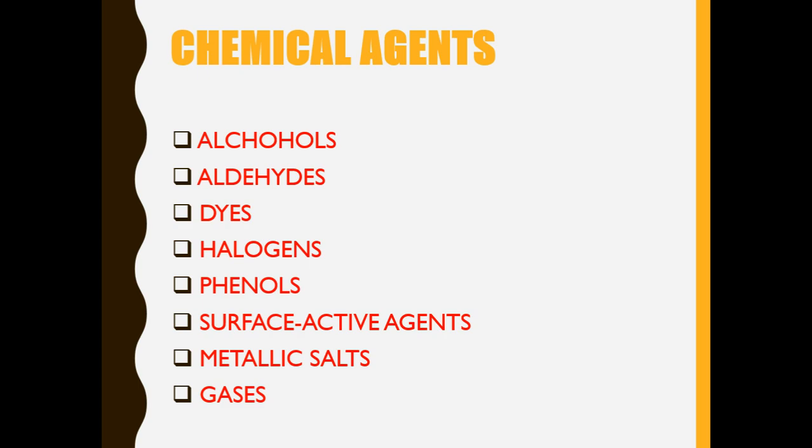In some books, you may come across the terms acids and alkalis. Acids and alkalis are chemical agents which are able to kill the spore, but they are difficult to handle. That's why nowadays they are not mentioned in most of the books. So the list is alcohols, aldehydes, dyes, halogens, phenols, surface active agents, metallic salts, and the gases, which are the most commonly used chemical agents as disinfectants.